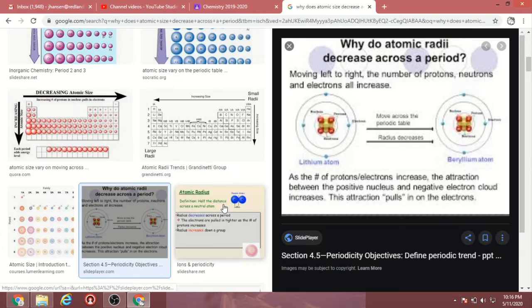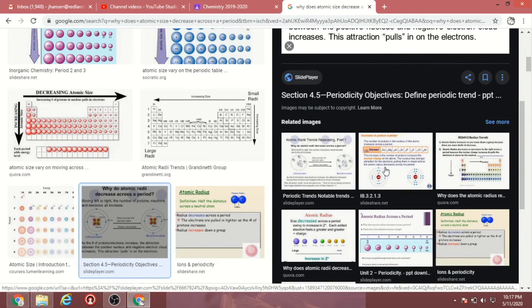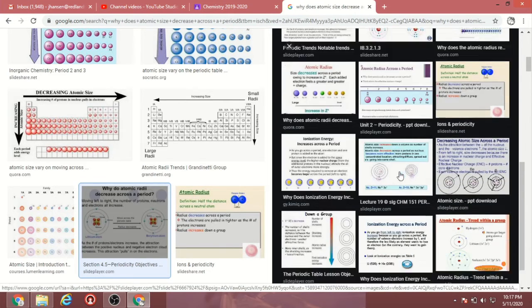Here you go. Here's a nice little illustration. So you see here, if we go from lithium to beryllium, hey, that's what we were talking about, wasn't it? You're going from 3 protons to, oh, wait, what? To 4 protons, but they have 4 protons in both these examples. Ugh. You can't always trust Google, right, guys?